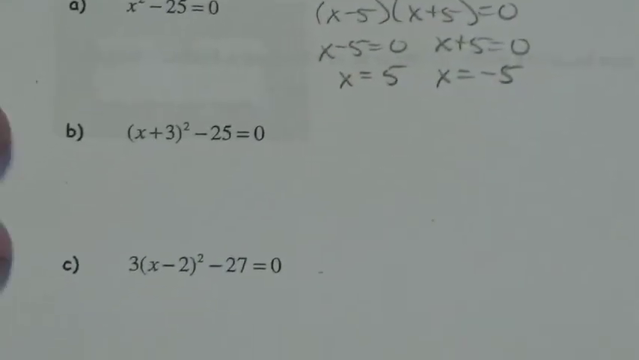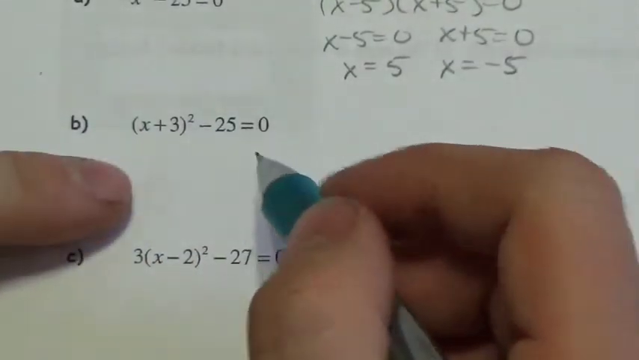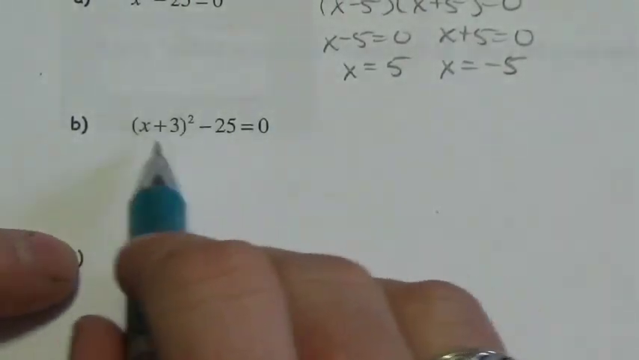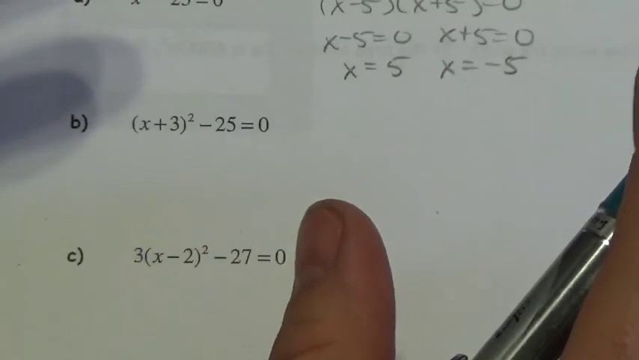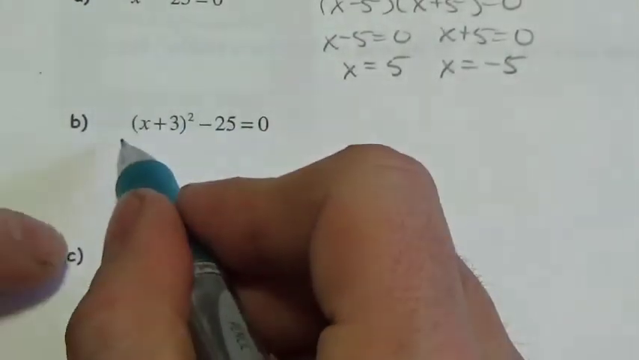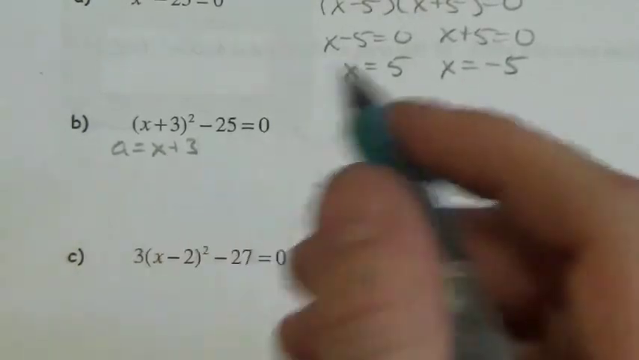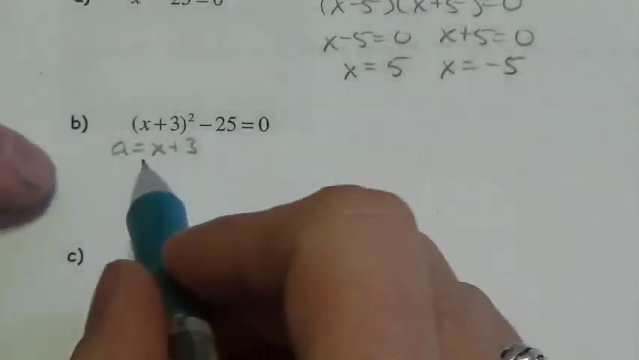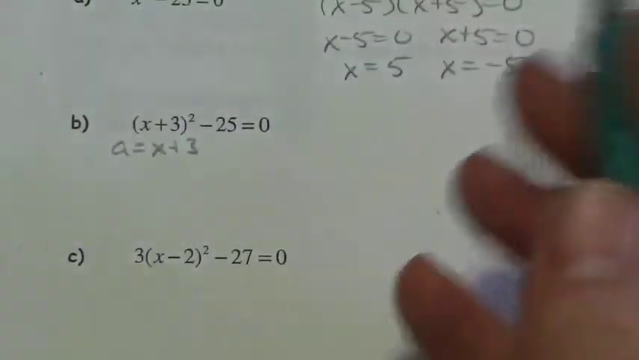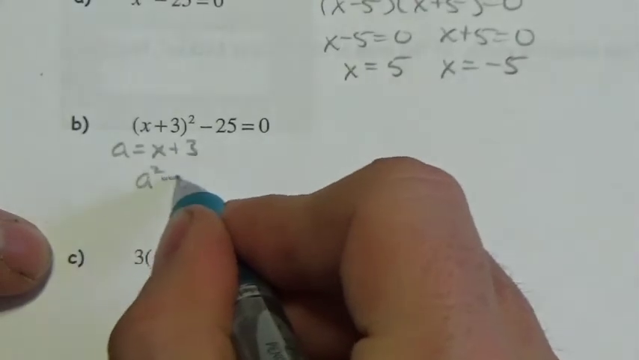Okay, so let's try another one. x plus 3 squared minus 25 is equal to 0. Now, notice that I've got this x plus 3 in here. I'm going to solve this by factoring first, but that x plus 3 is kind of confusing. So I'm going to let a be x plus 3, because I don't know what x is, which means at the same time, I don't know what x plus 3 is. x plus 3 is as much a variable as x. So I'm going to write this as a squared minus 25.